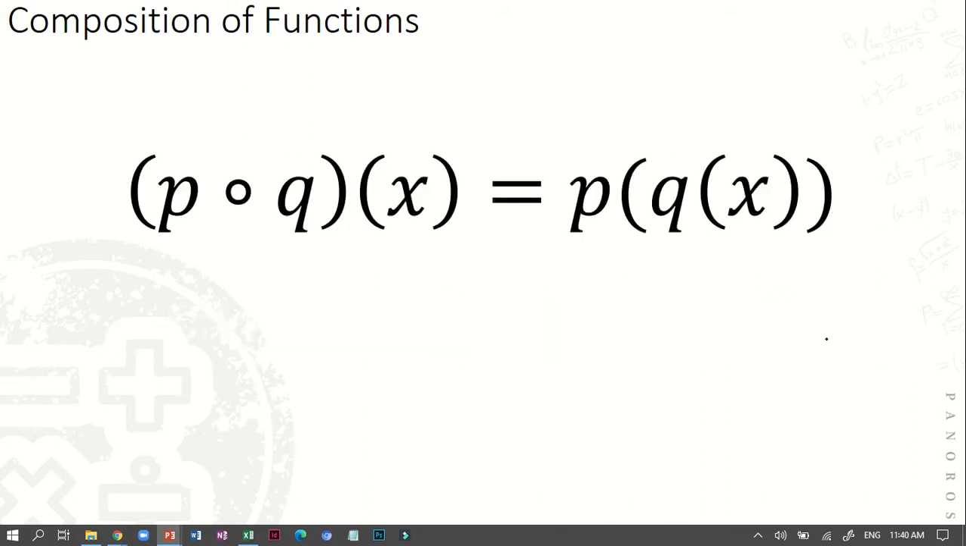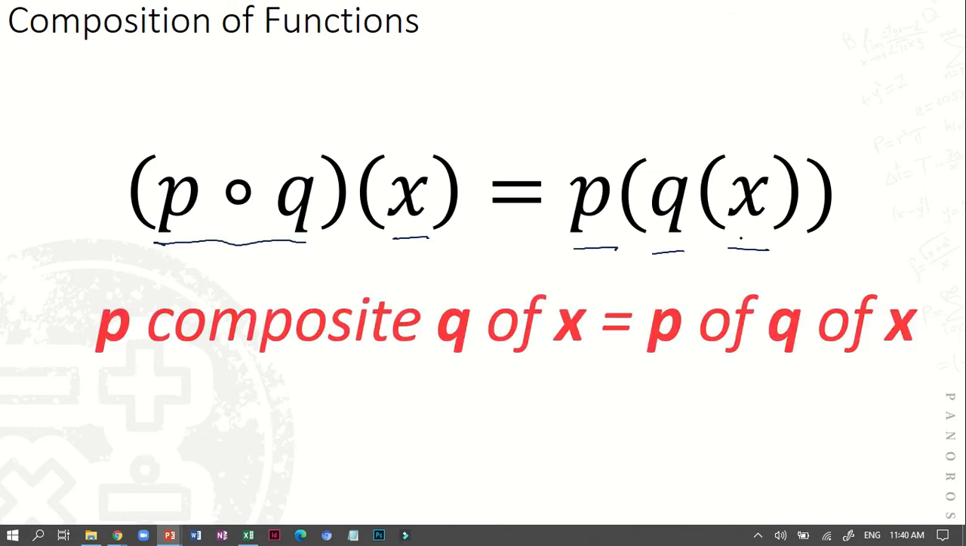Okay, A composite B of X equals A of B of X. Another example, let's have P and Q. Ang ginamit naman nating representation for functions is the letters P and Q. This will be read as P composite Q of X equals P of Q of X. Again, ang main purpose lang nung first part ng ating lesson is for you to know how to read the composition of functions.